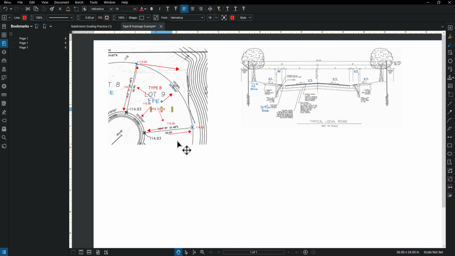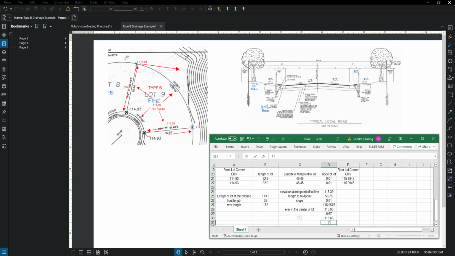Now, sometimes this doesn't always work perfectly. We have to look at the driveway slopes, and that's a little bit above this class, but if the driveway slopes are too large, then we may have to rethink what that finished floor elevation is. But right now, that is how I think through figuring out the grading for the different types of lots. All right, hope this helps.